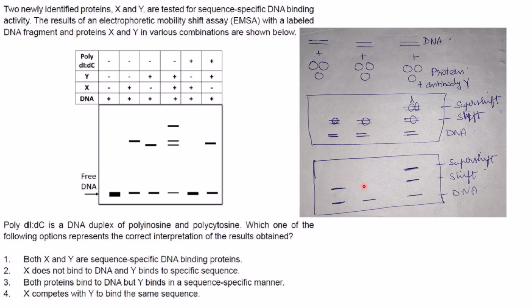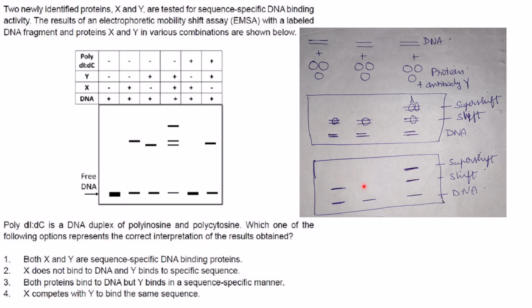So what you do here is, this specific competitor will compete with the labeled DNA for binding of the intended protein, and once the intended protein gets bound to the specific competitor DNA, it will result in a decrease of band intensity or disappearance of the shifted band if the interaction is specific.